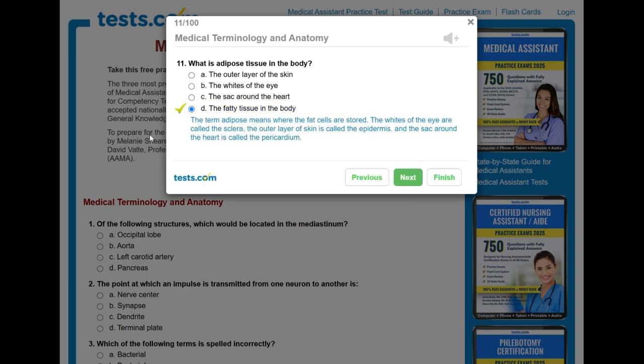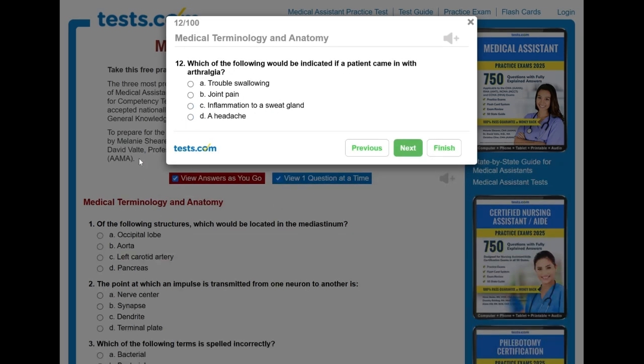D. The fatty tissue in the body. The term adipose means where the fat cells are stored. The whites of the eye are called the sclera. The outer layer of the skin is called the epidermis, and the sac around the heart is called the pericardium.